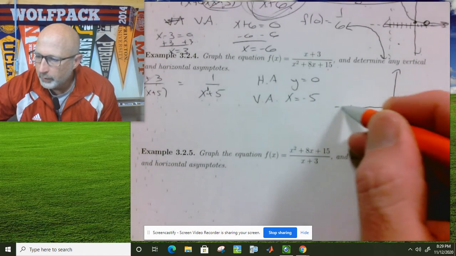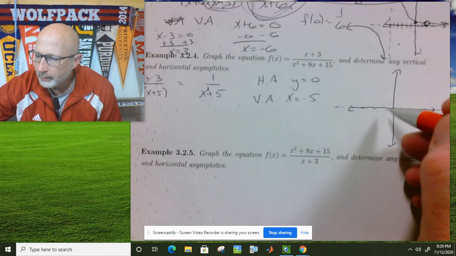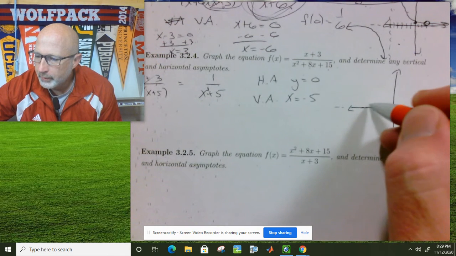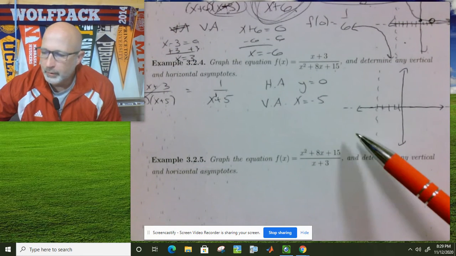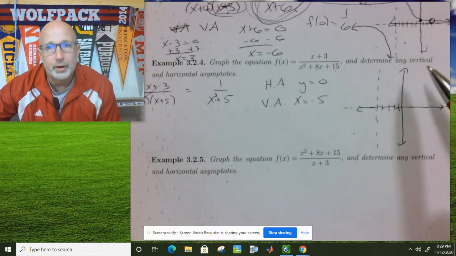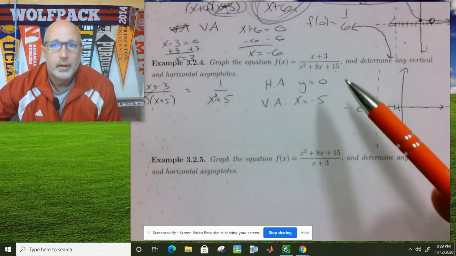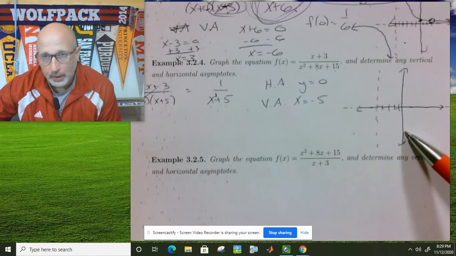So y is equal to 0 is right here. X is equal to negative 5 is back here. And now my graph is either going to be down left and upper right, or upper left and down right.